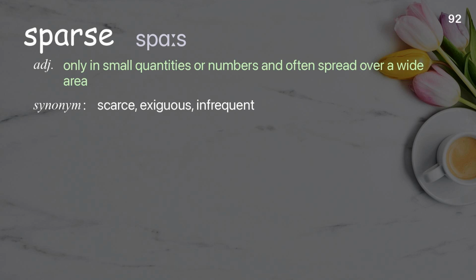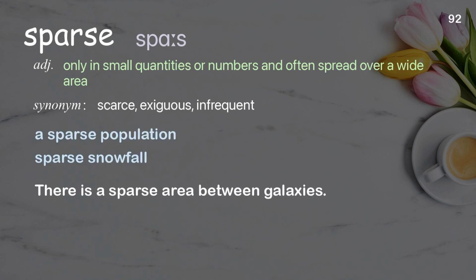Sparse. Only in small quantities or numbers, and often spread over a wide area. Examples: A sparse population. Sparse snowfall. There is a sparse area between galaxies.